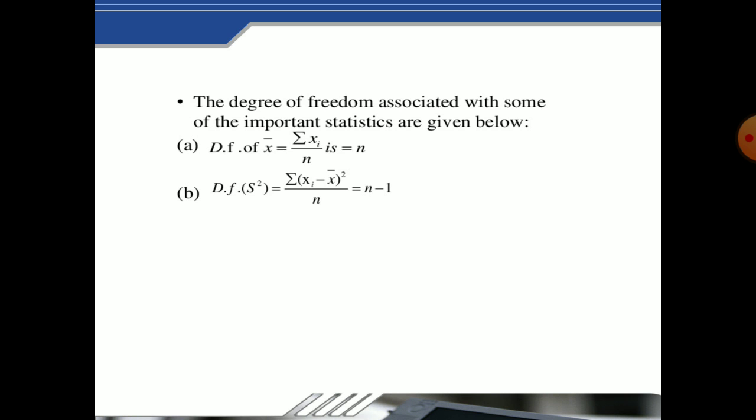Here are degrees of freedom for some important statistics like the mean x bar. For the x bar, the degree of freedom is n, and for the variance its value is n-1.